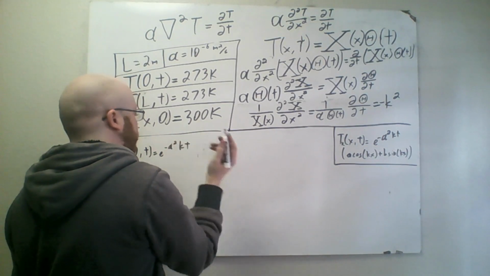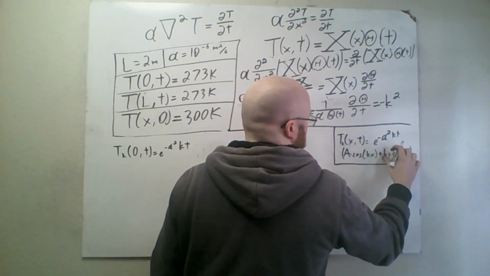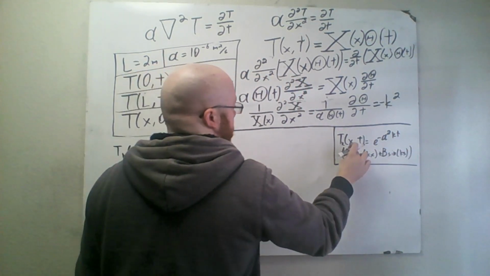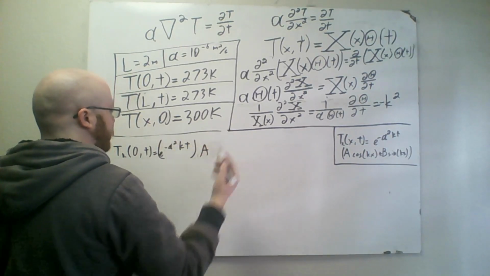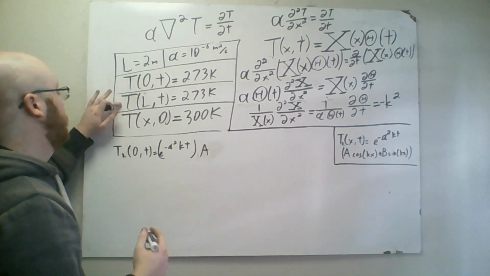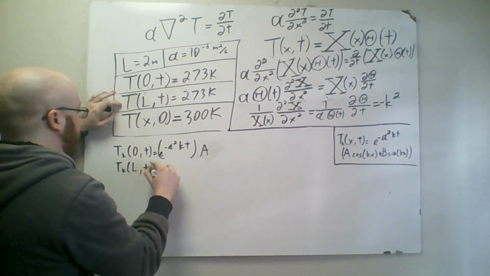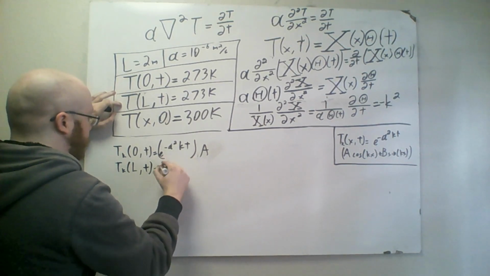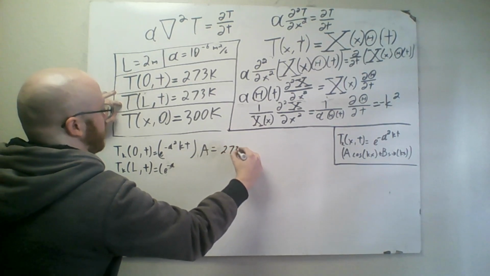Oh man, I just realized I have a and alpha. I'll make these uppercase, just so it's really clear what's going on. So now, this guy just becomes this part times A, right? And now if we plug in L, so let's plug in T at L, equals, you still get the e to the negative alpha kt thing sticking around. Oh, and this has to equal 273 Kelvin.